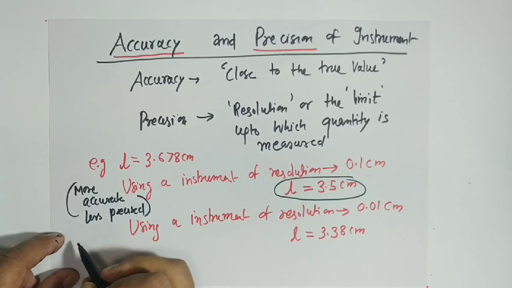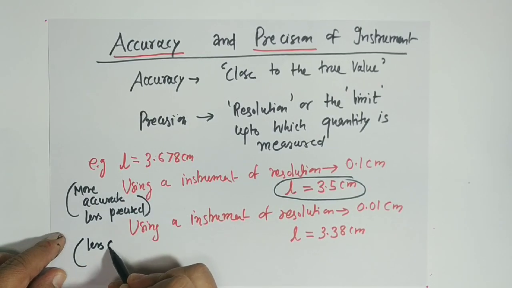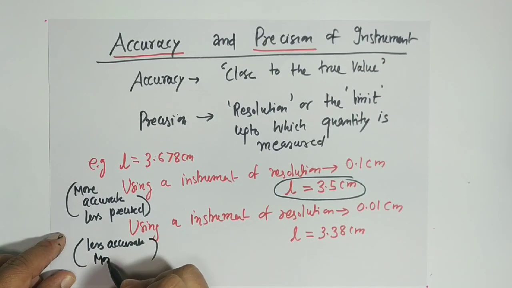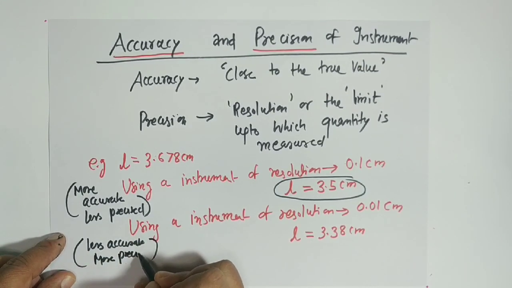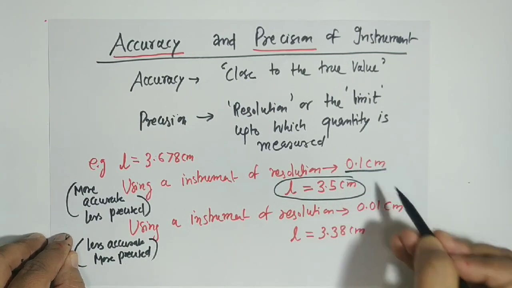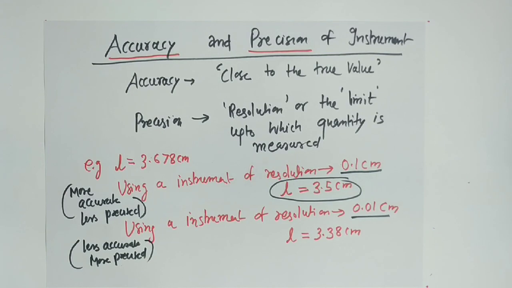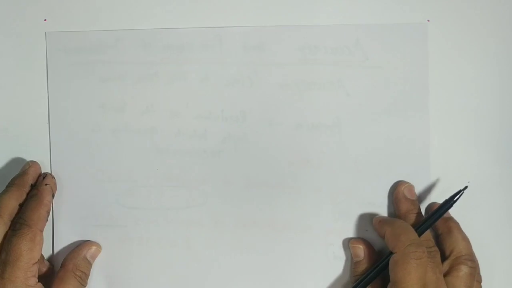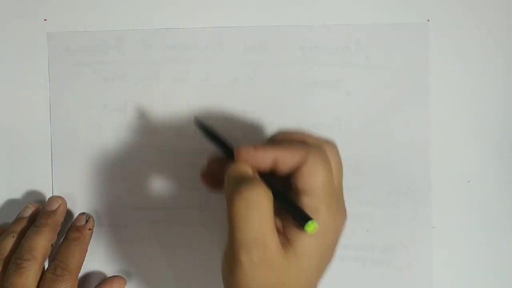In the second one, what happened? It is less accurate and what? More precise. So we have to see here the resolution is 0.1, here the resolution is 0.01. So we have to see which type of devices we are going to take in the lab, and accuracy and precision is a very important part of the measurement. Now further we will move and we'll talk about the errors.